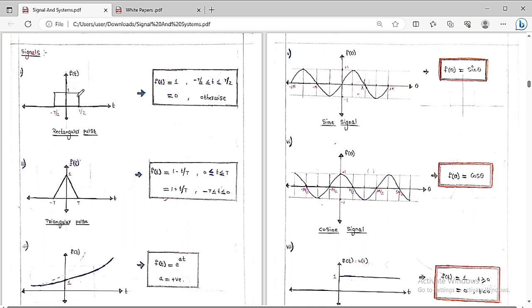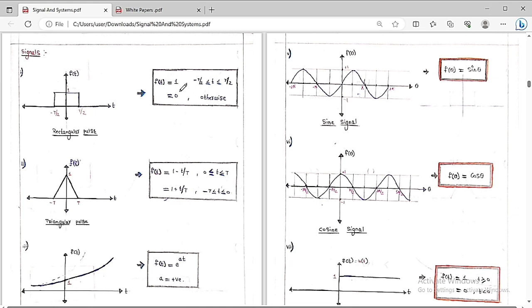So you can say this is the signal of a rectangular pulse. Its magnitude is equal to 1 from -T/2 to T/2, and in the remaining time its value is equal to 0. So we can express it mathematically as f(t) = 1 for t lying from -T/2 to +T/2, and its value is equal to 0 otherwise.